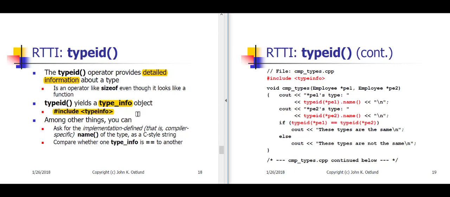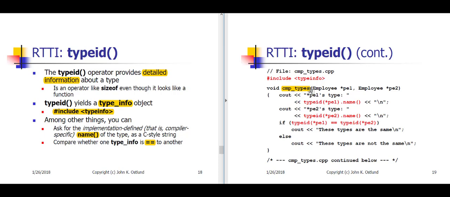You can have a look at the contents of type info and the type info data type online, but among other things, you can ask for the name of the type, which will give you a C language style string, that is a null terminated array of characters, providing information about the data type. Another thing you can do with type info is to use an equality test to see whether two objects are of the same type. Okay, so here on slide 19 we have a function named CMP types, compare types.